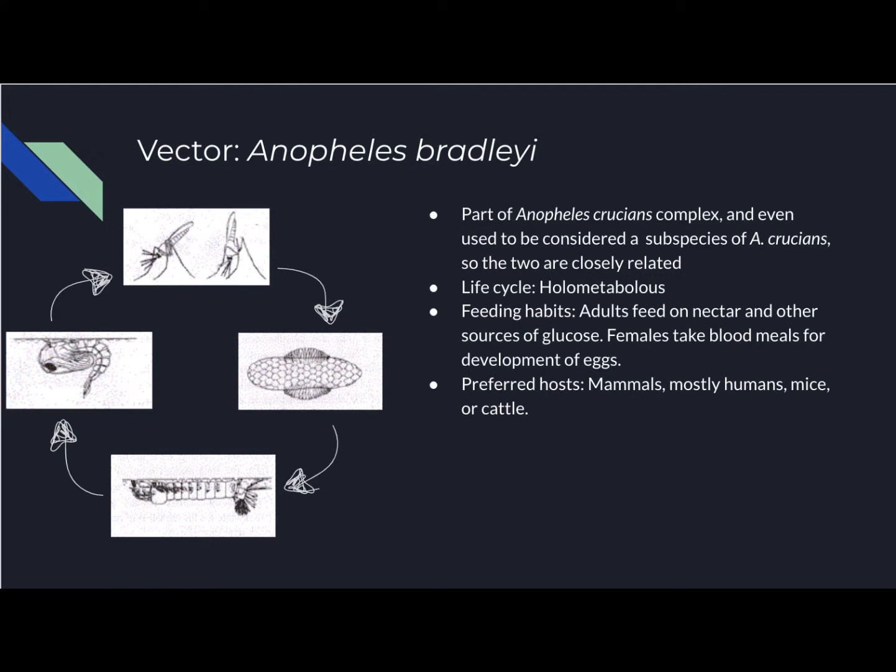Just like other species of mosquitoes, their life cycle is holometabolous, meaning they have life stages that include eggs, larvae, pupae, and then adult. Male adults feed on nectar and other sources of glucose, while female adults take blood meals for development of eggs. Their preferred hosts are mammals, mostly humans, with the occasional cattle or rodent.